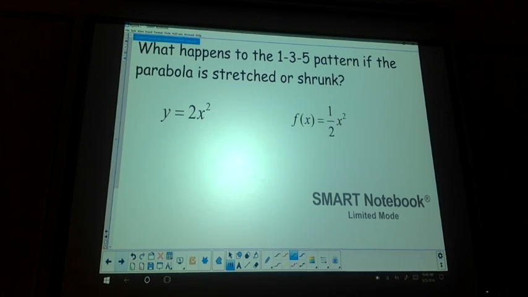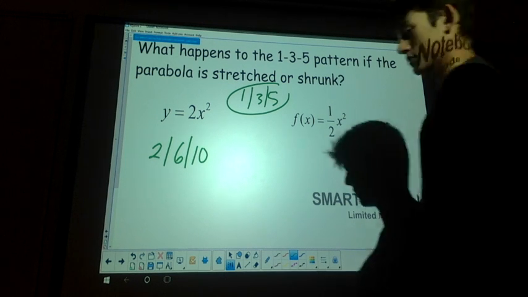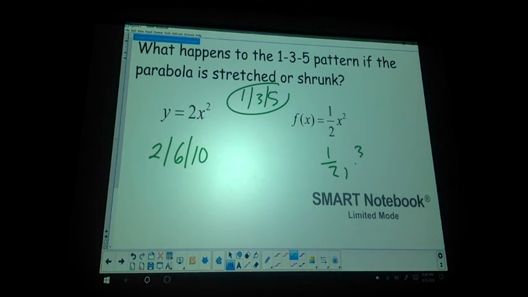So what happens to the 1, 3, 5 pattern here? Well, this one's going to grow at 2, 6, 10. What did I just do with the 1, 3, 5? By what? The 2. What do you think is going to happen on this one? Yeah, so half, 3 over 2, 5 over 2. That's what our pattern graphing is going to do.